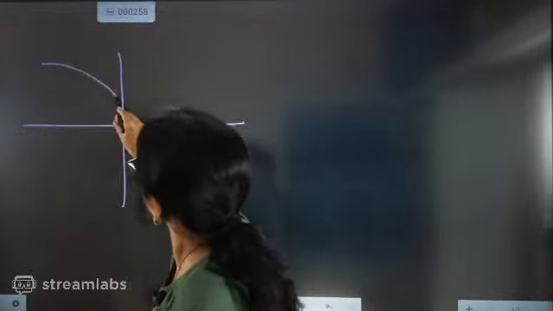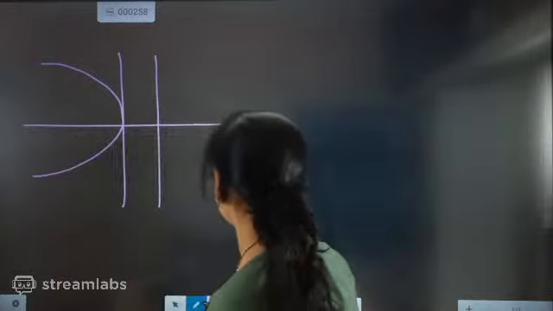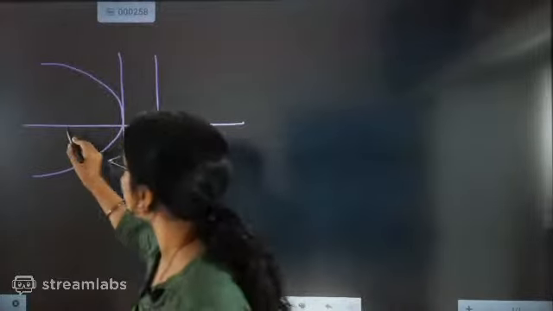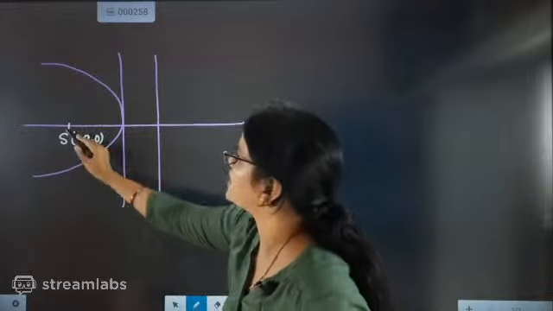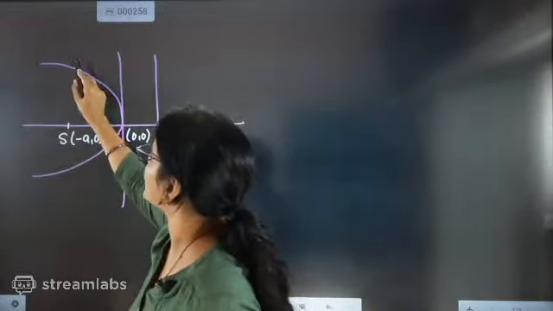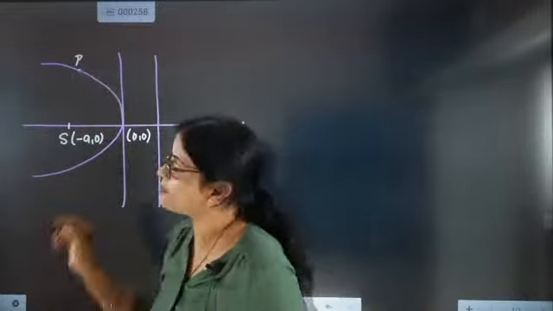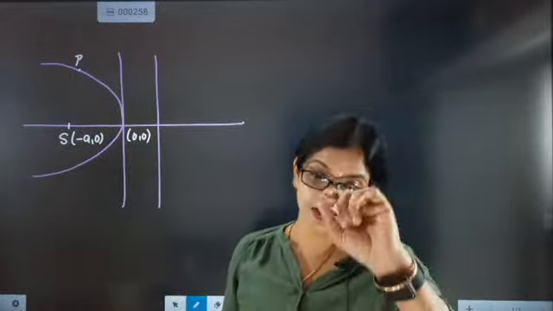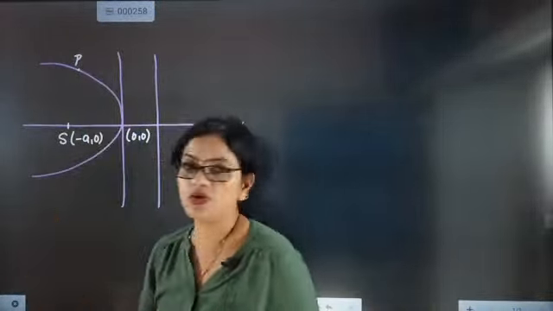The second one will be, now the focus point will be here. So the focus will be (minus a, 0). The vertex point will be (0, 0). Now P(x, y) is any arbitrary point, so it will be moving along the curve everywhere.